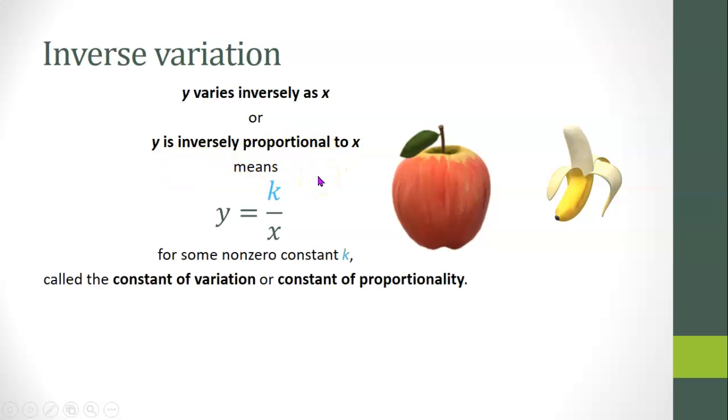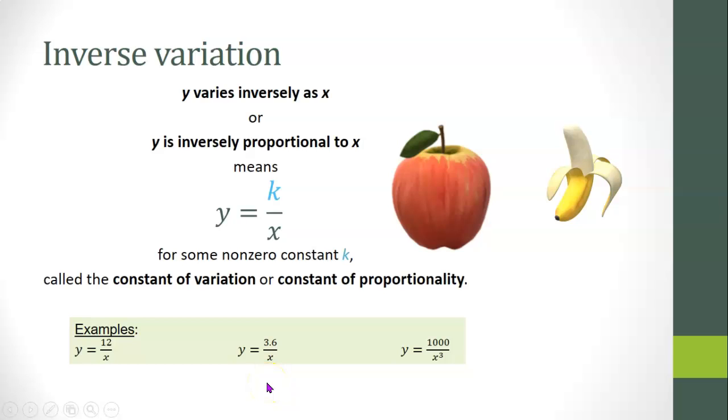We can write an equation for that that looks like this. Y equals k over x, k divided by x, where k is just some number, some constant, the constant of variation or the constant of proportionality. For example, y might equal 12 over x, or y might equal 3.6 over x.